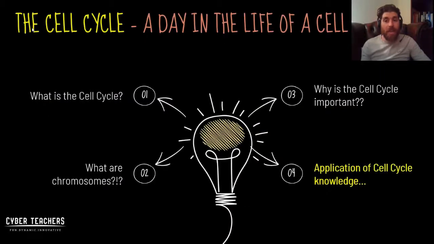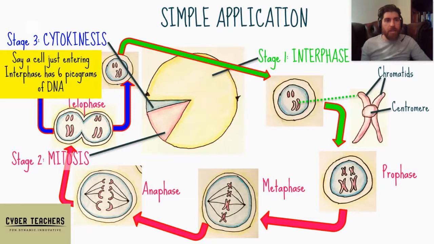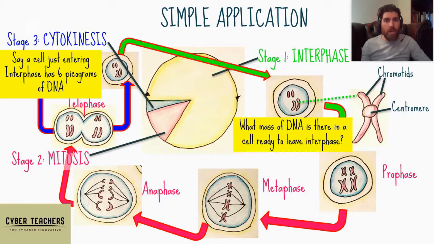Right, let's have some application of cell knowledge. So here's that diagram again. It's quite crowded, but hopefully you understand it now. And the question is, if a cell entering interphase has 6 picograms of DNA, then what is the mass of DNA when the cell is ready to leave interphase?